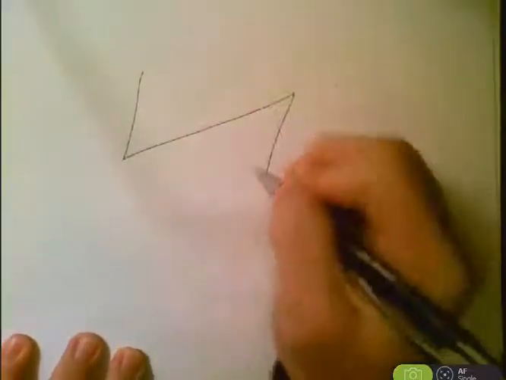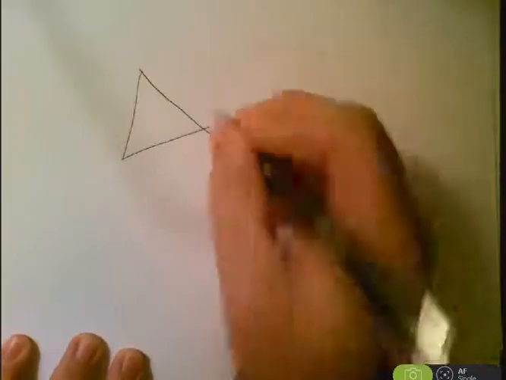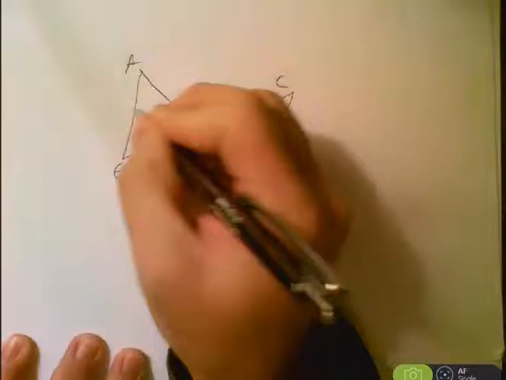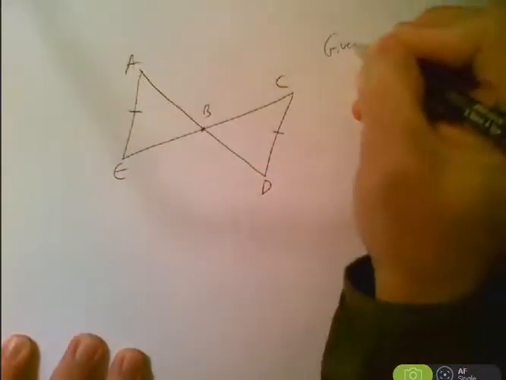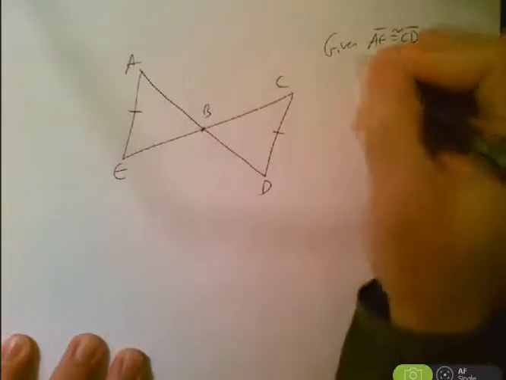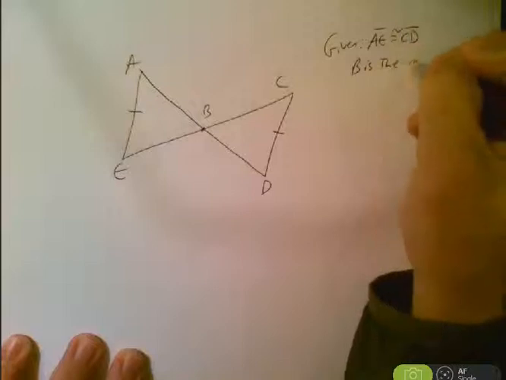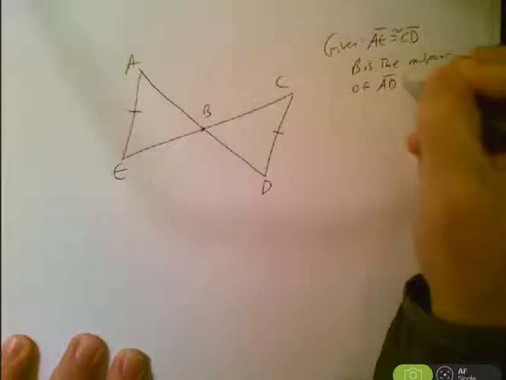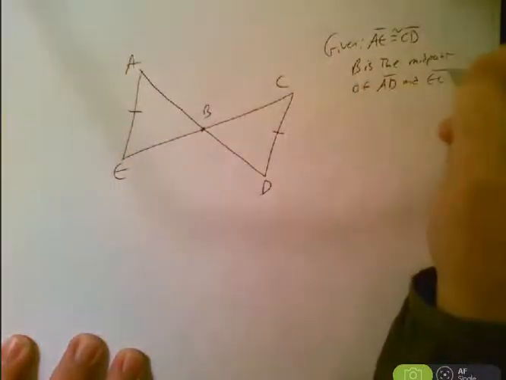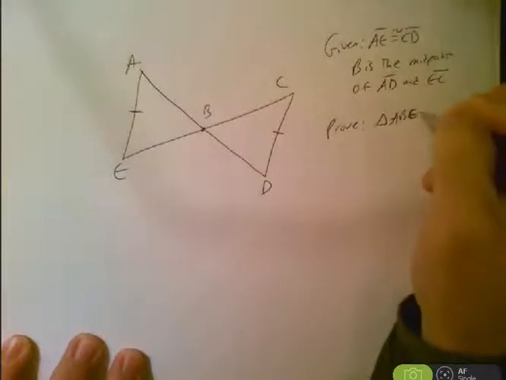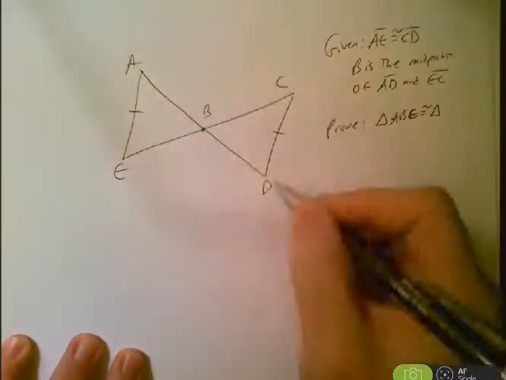Let's do one actual proof. Okay? I like these kind of pictures, the little bow tie thing. Let's say this is A, B, C, D, and E, and I'm going to give you AE is congruent to CD. So given AE is congruent to CD, I'm also going to give you that B is the midpoint of AD and EC. And I want you to prove that triangle ABE is congruent to triangle, if I go ABE, I'm going to go DBC.